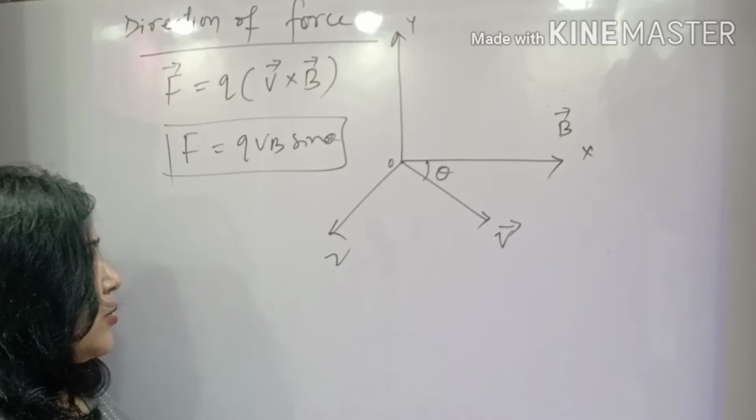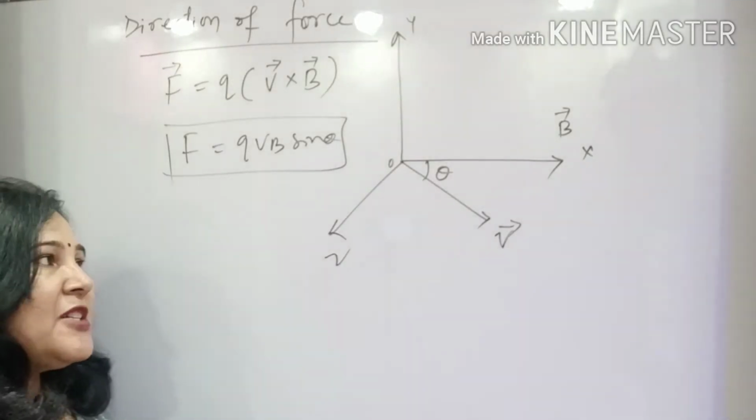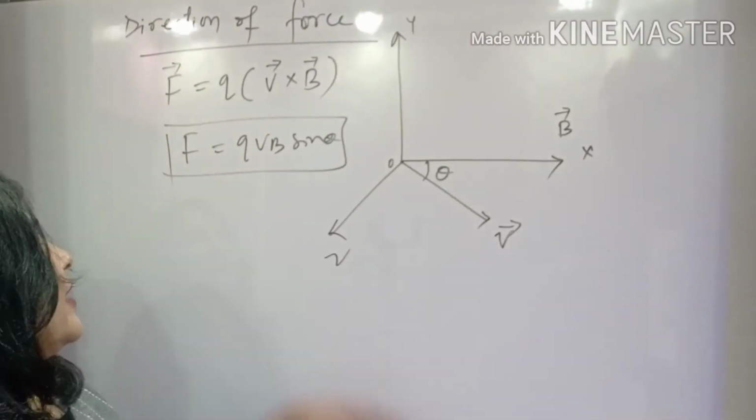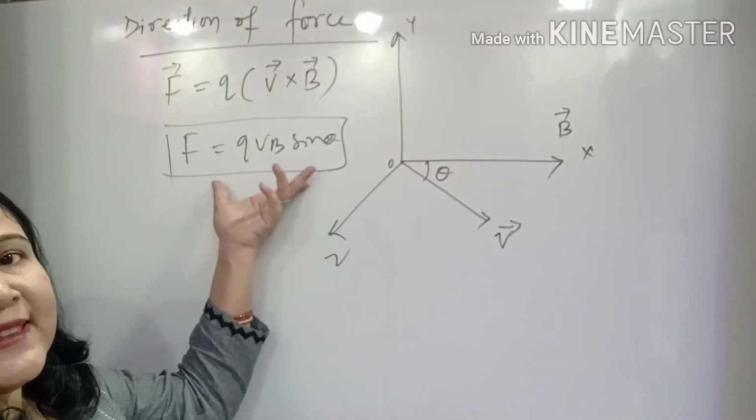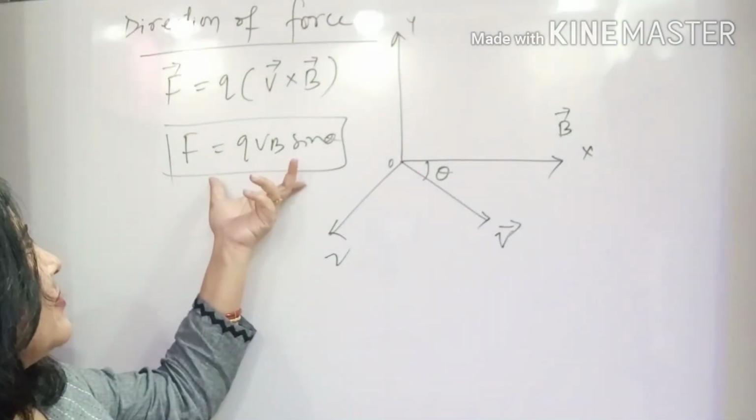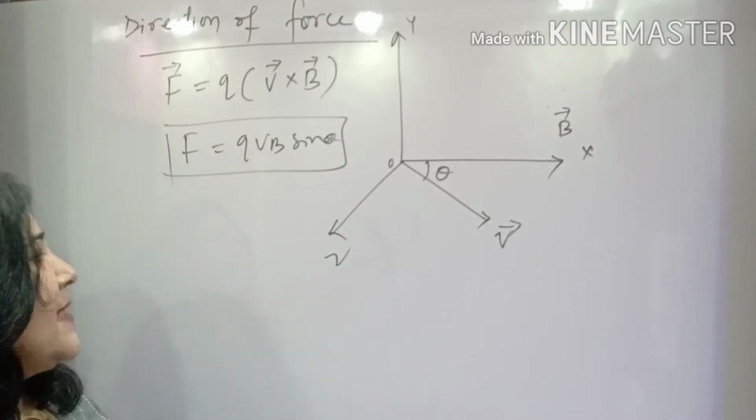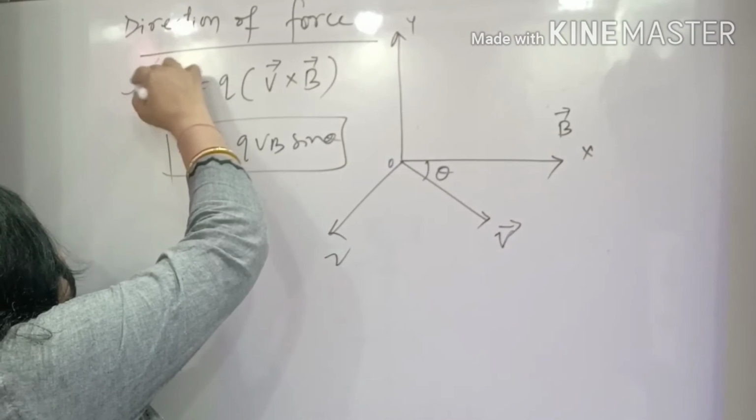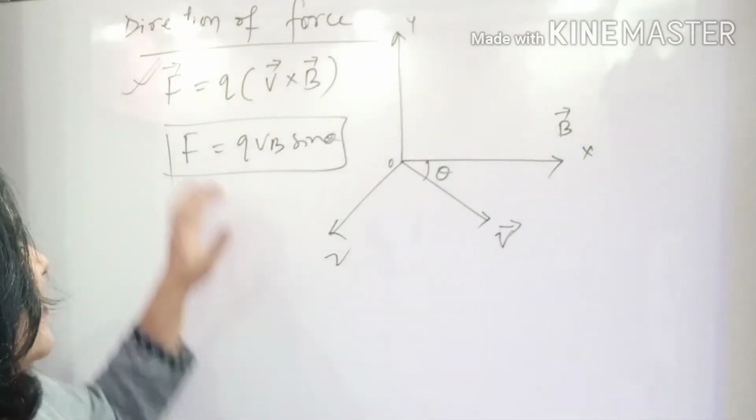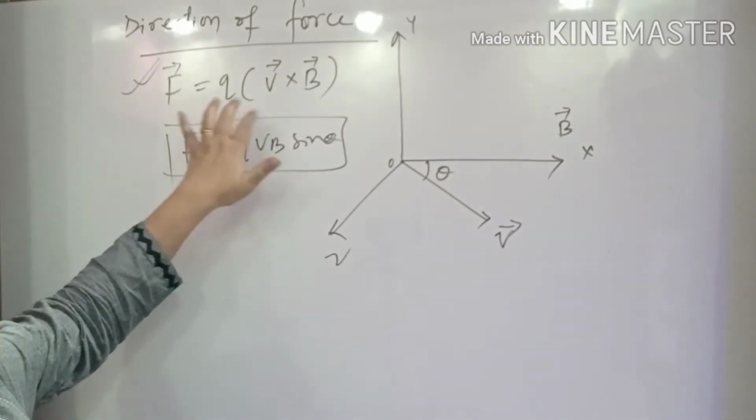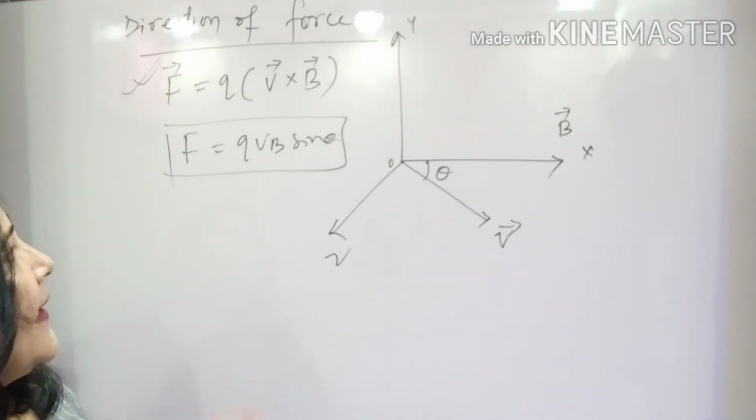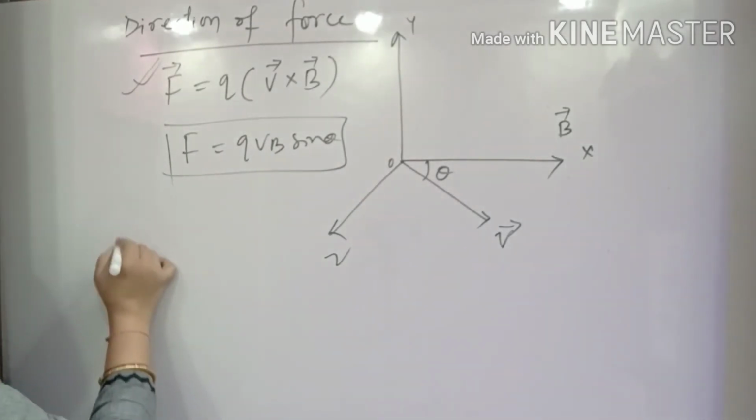Okay. So what is the force experienced by a charged particle while it is moving in a magnetic field? We came to know F equals QVB sine theta. That is the magnitude of the force. But to find the direction, we'll go for its vector relation, that is F equals Q V cross B. Here we can find its direction by different rules.